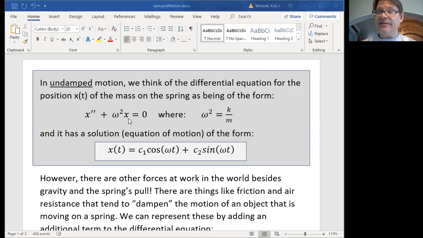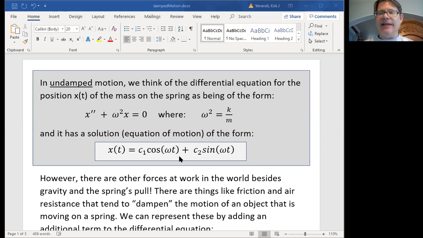And that second order linear differential equation with constant coefficients has roots that are equal to plus or minus omega i. They're complex roots, purely imaginary. And because of that, our solutions are going to be sines and cosines. The equation of motion will be C1 times the cosine of omega t plus C2 times the sine of omega t. We'll have oscillatory motion.